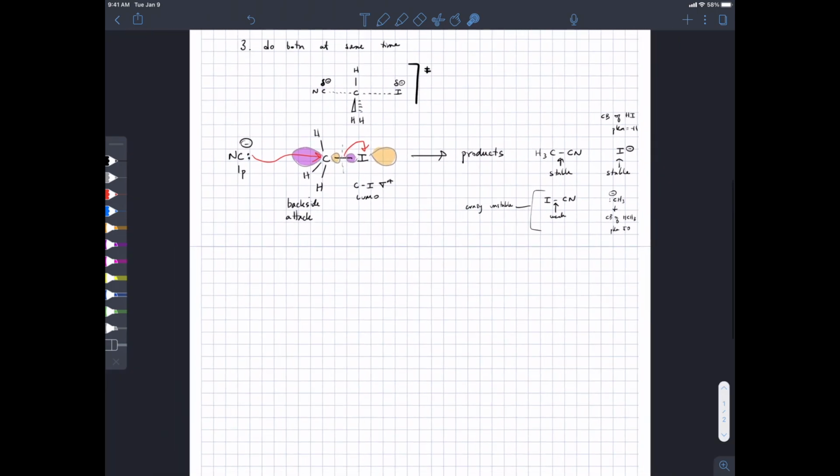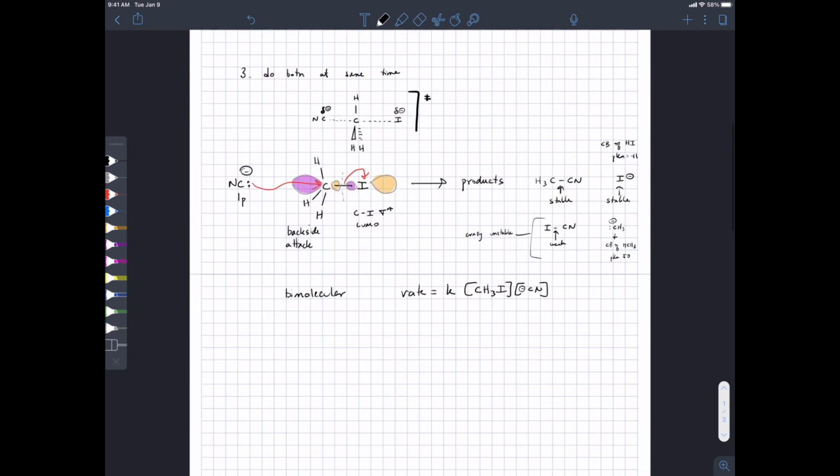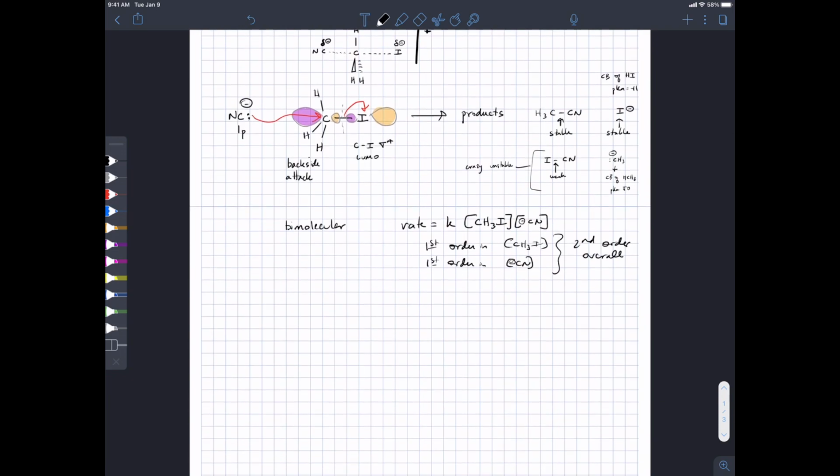All right. So we said that this reaction was bimolecular because there's only one step, because both molecules are involved in the rate determining step. The rate depends on both. The reaction is first order in methyl iodide. We said that it is first order in CN-, second order overall, because there are two concentration terms in the rate law, and so we'll call this an SN2 reaction.